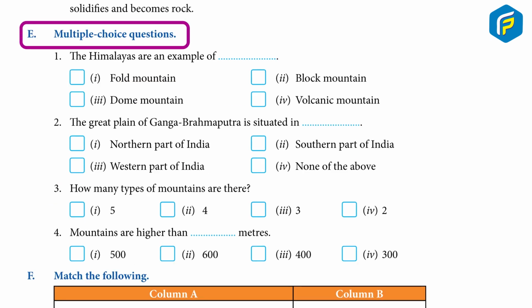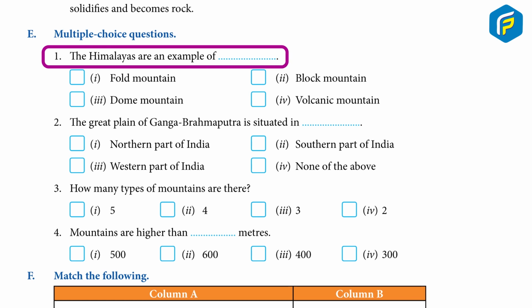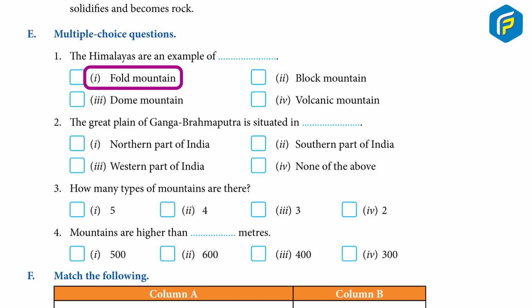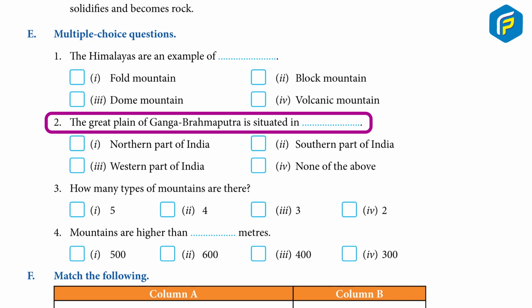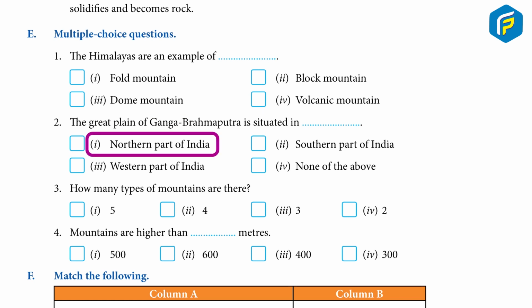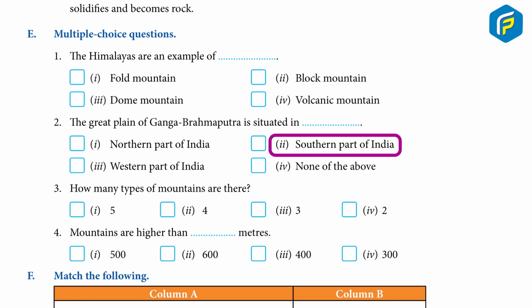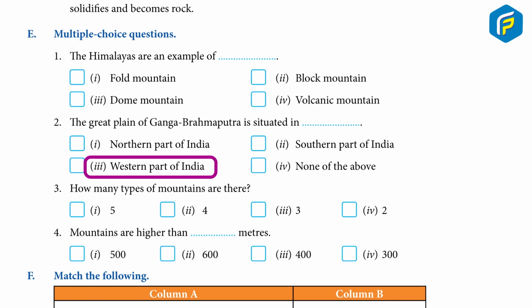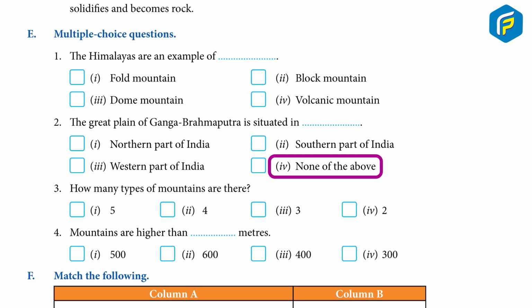E. Multiple choice questions. 1. The Himalayas are an example of dash. 1. Fold mountain. 2. Block mountain. 3. Dome mountain. 4. Volcanic mountain. 2. The Great Plain of Ganga Brahmaputra is situated in dash. 1. Northern part of India. 2. Southern part of India. 3. Western part of India. 4. None of the above.